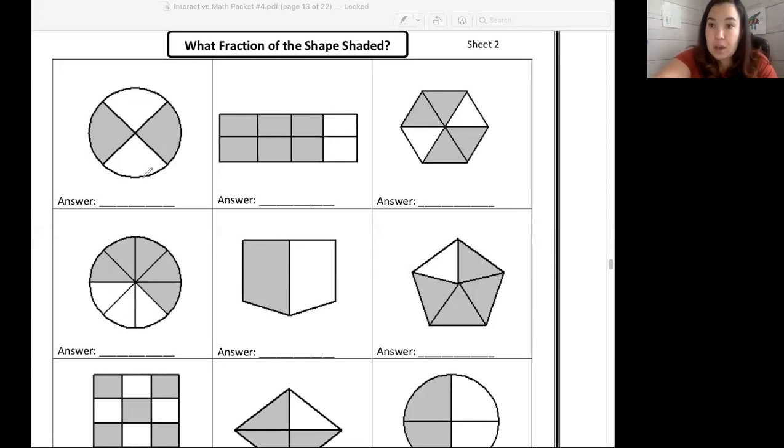So let's count the units first. How much is the whole thing worth? So 1, 2, 3, 4. So my bottom number is going to be 4. I put my fraction bar, and let's count how many are shaded. My shaded portion is going to be my top number. So there's 1, 2. So my fraction is 2/4, and that's what I'm writing.